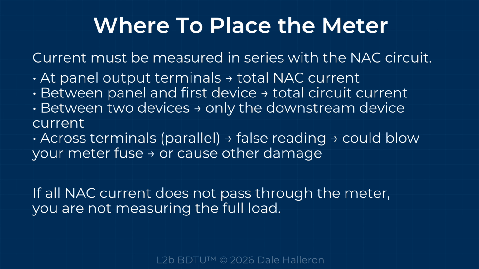Where to place the meter leads. Current must be measured in series with the NAC circuit. At the panel output terminals, gives you the total NAC current. Between the panel and the first device, you still get the total circuit current of that NAC. Between two devices, only the downstream device current. Across the terminals in parallel gives you a false reading. You could blow your meter fuse or cause other damage. Don't do that. If all NAC current does not pass through the meter, you are not measuring the full load.